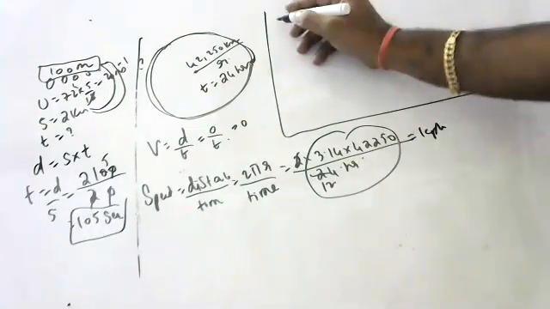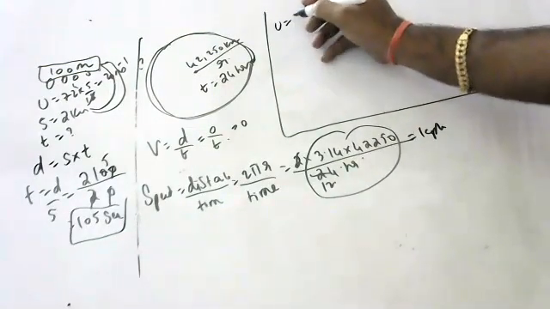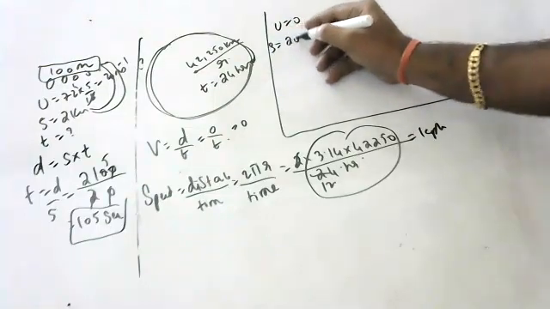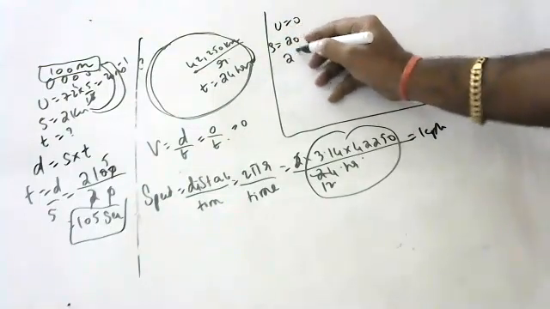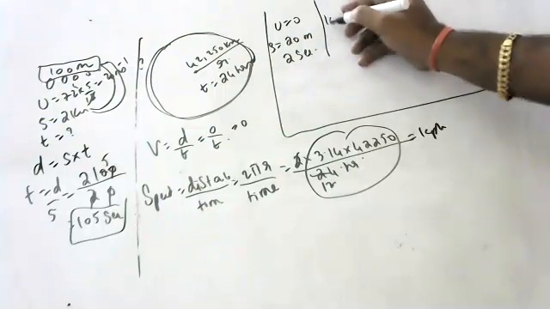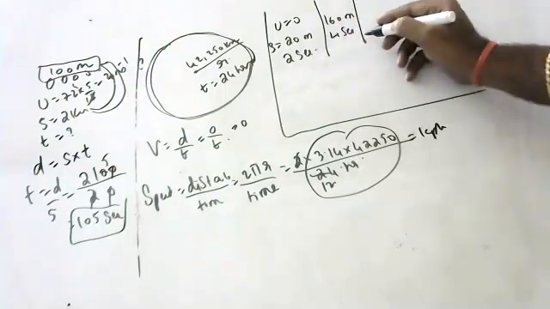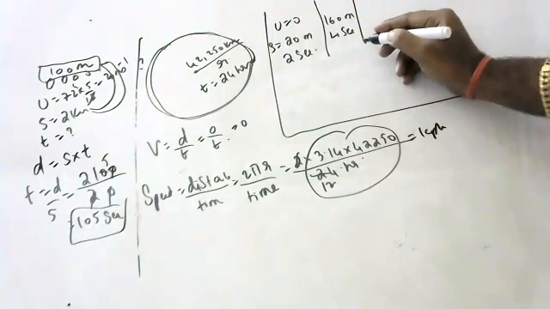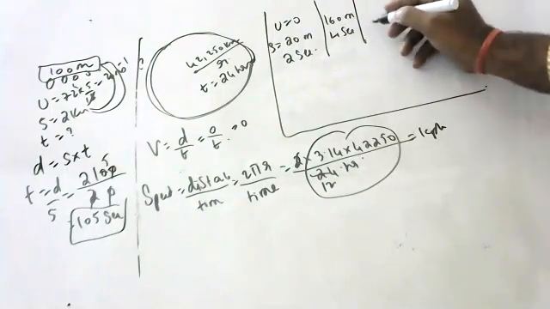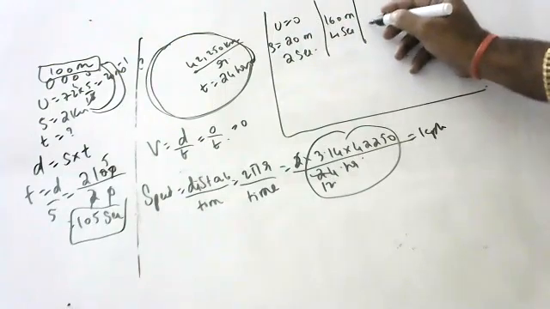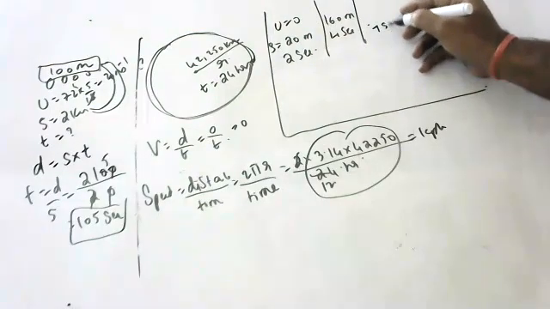Saisha, you tell. An object starting from rest travels 20 meters in the first 2 seconds, and 160 meters in the next 4 seconds. What will be its velocity after 7 seconds from the start? Yesterday I told you this question, I think. Did I say from the start?